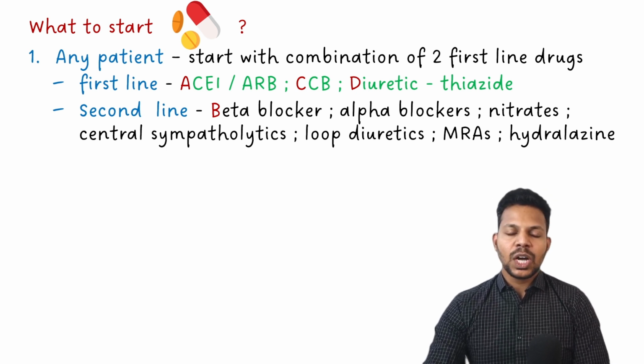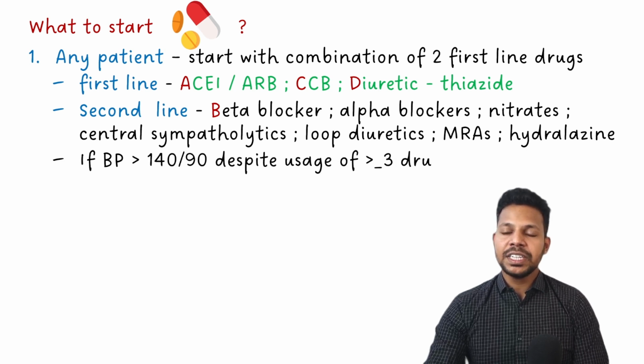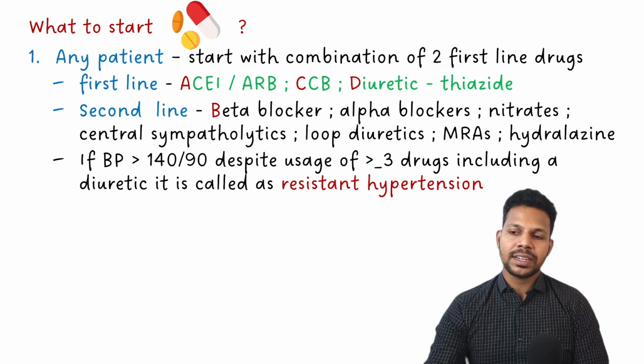Right? Now, if the blood pressure is more than 140/90 millimeters of mercury, despite using all the three first line drugs, including a diuretic, you call it resistant hypertension. Right? If the patient has resistant hypertension, then you can start with the second line drugs.